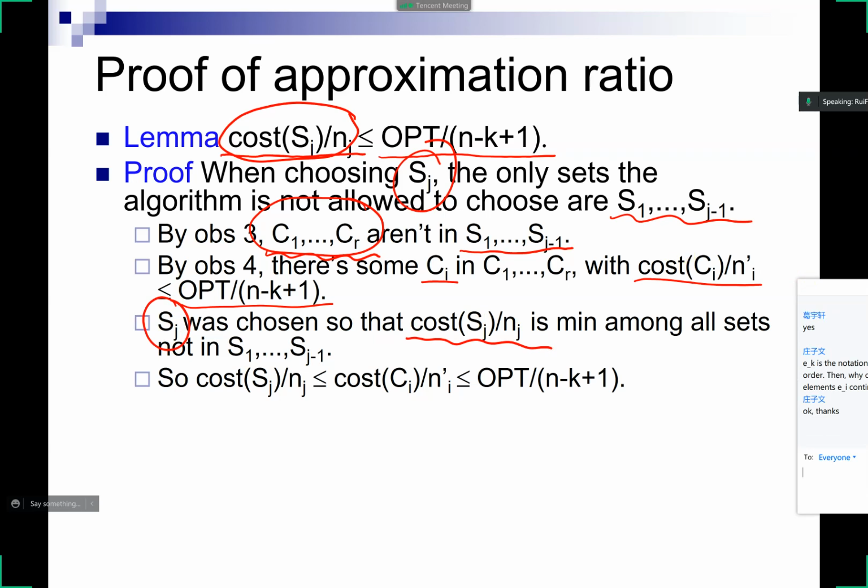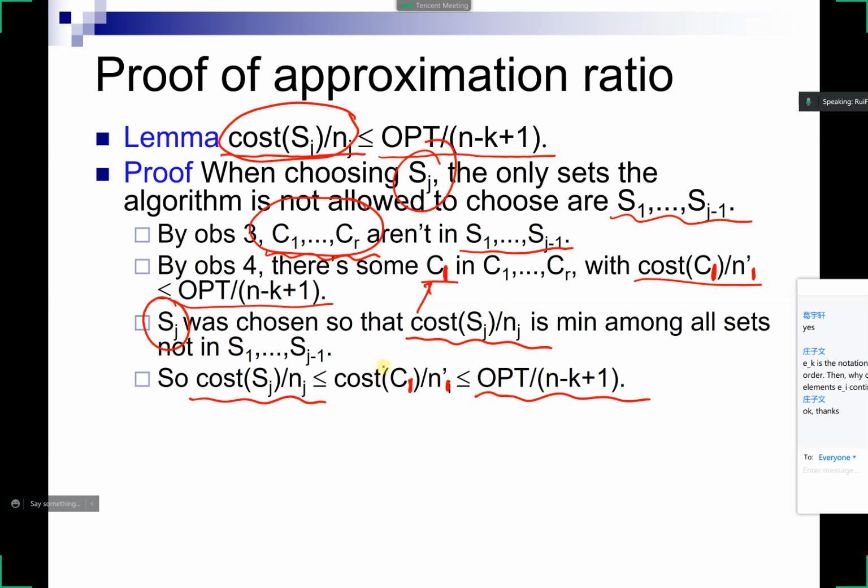So therefore, let's say that C1 here is actually the set which achieves this property. Okay, I'm trying to write a 1 over here. Then we know that when you choose Sj, you're allowed to choose C1. That means that whatever Sj you choose can be no more expensive, right? The average cost for the Sj that you choose can be no more than the average cost for C1, and the average cost for C1 is going to be no more than this op divided by n minus k plus 1.